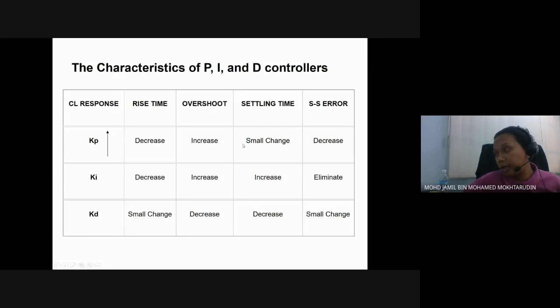Okay, this table summarizes the effect of each controller. If you put only the proportional controller, Kp, then it will decrease the rise time, but it will increase the overshoot. There is still steady state error, even though it decreased. If you put Ki only, the integral controller, there will be overshoot, but it will eliminate steady state error, and the rise time will decrease slightly. And if you put only the derivative controller, then the overshoot will decrease, but there are still only small changes in steady state error and rise time.